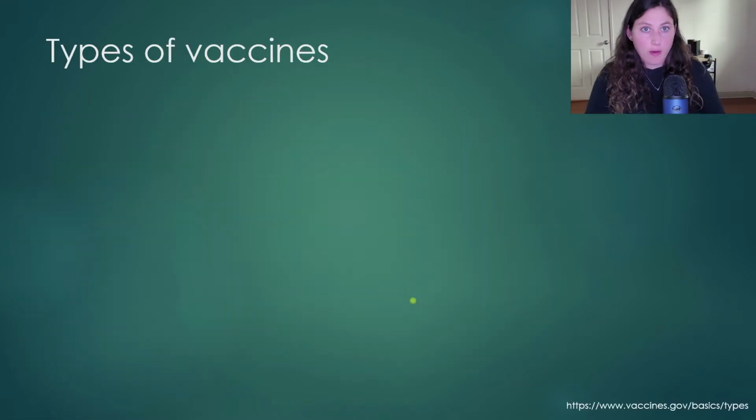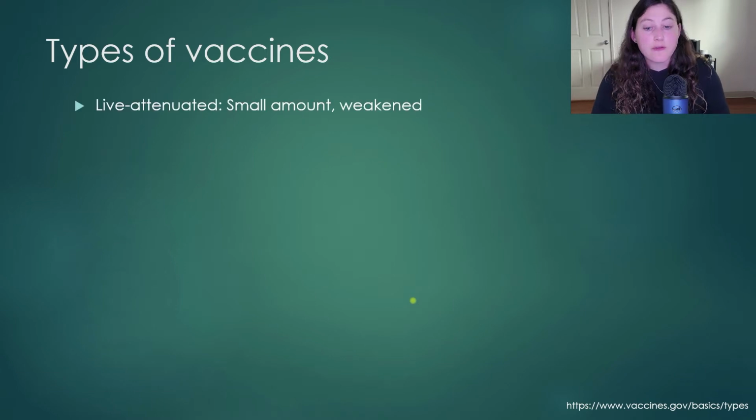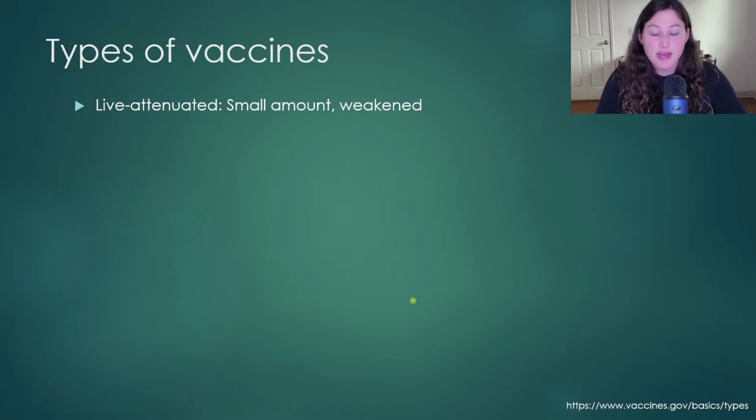Now that we know how our enemy works, we're going to talk about the types of vaccines we have available in our arsenal. The first is called live attenuated. This is where you get a small amount or a weakened version of the live virus. Now, the good news with these live attenuated vaccines is that they provide a very strong response by the immune system, and so you have long-lasting immunity to the virus.